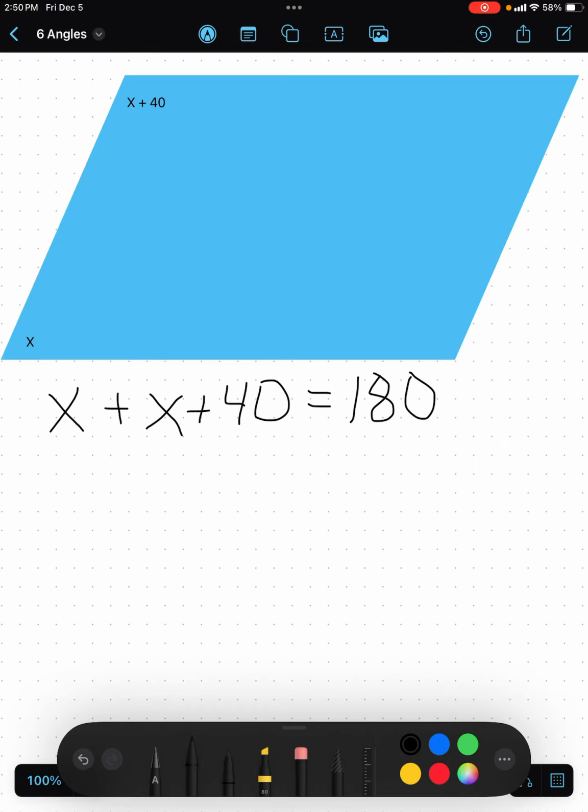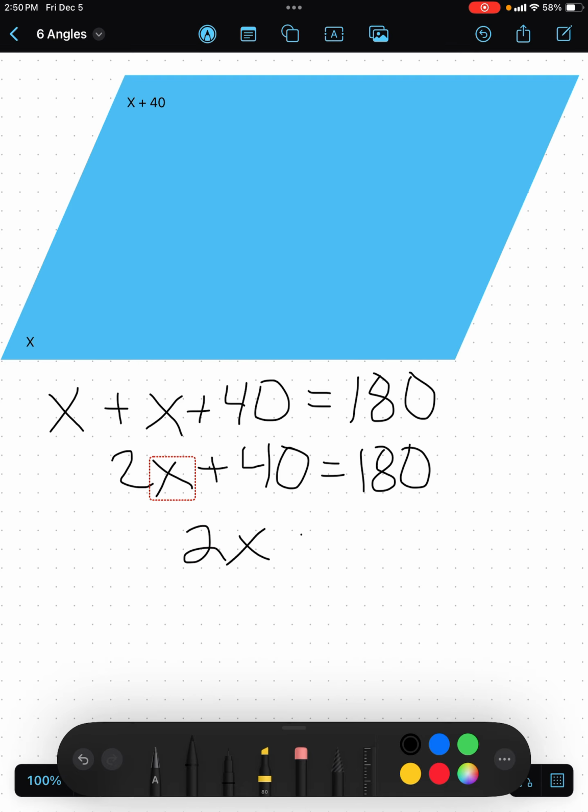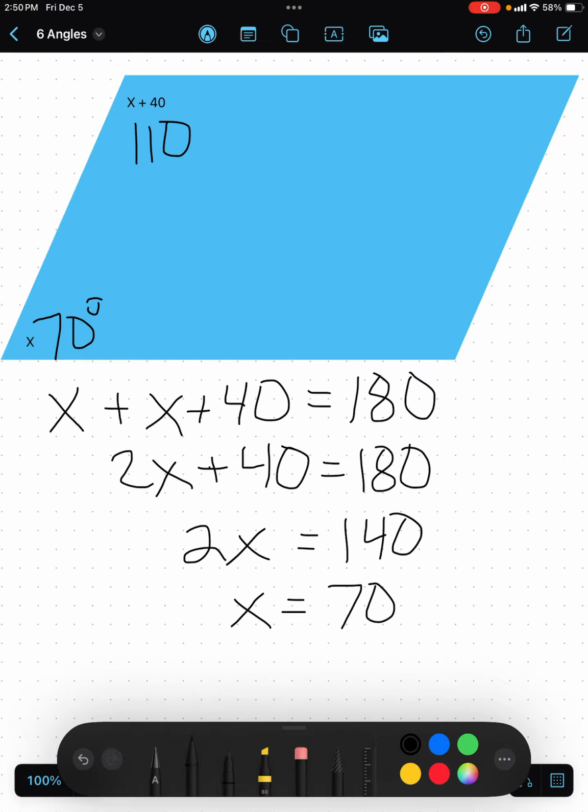Now, you see those two x's, we can combine like terms there to get a new equation like this. 2x is going to be 140, x is going to equal 70. So this is a 70-degree angle. 70 plus 40 is 110 degrees up there, and notice that they add up to 180 just like they should.